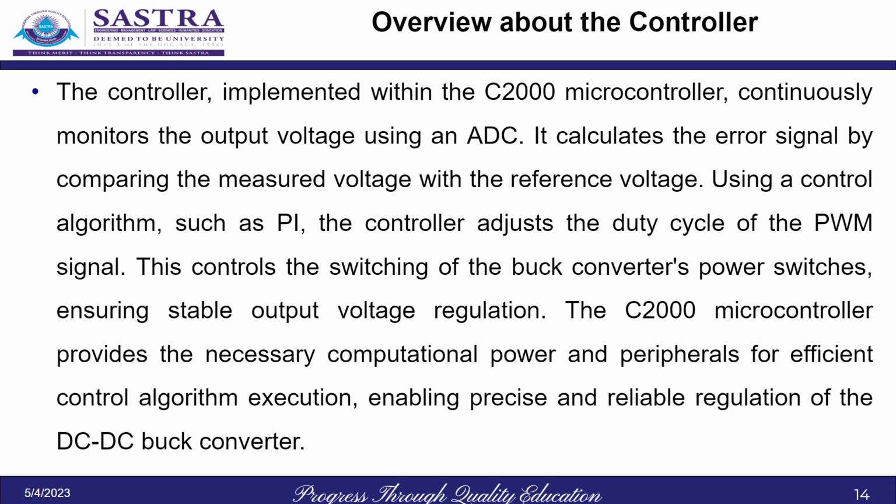Using the PI control algorithm, the controller adjusts the duty cycle of the pulse width modulation signal using the EPWM module. This controls the switching of the buck converter's power switches, ensuring stable output voltage regulation. The C2000 microcontroller provides the necessary computational power and peripherals for efficient control algorithm execution, enabling precise and reliable regulation for the DC to DC buck converter.